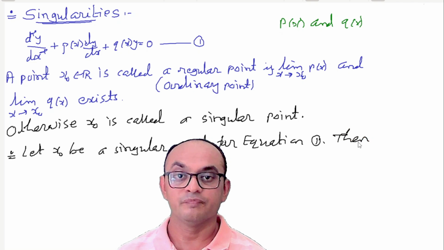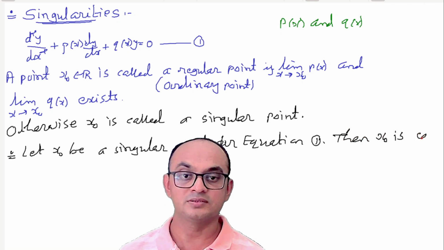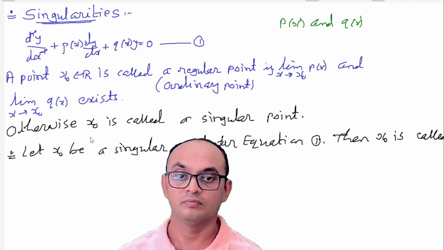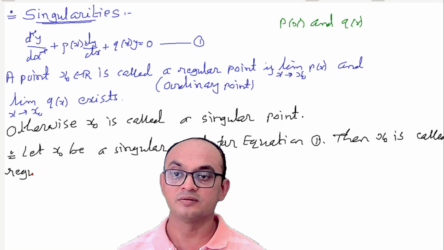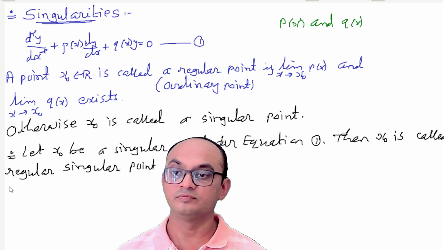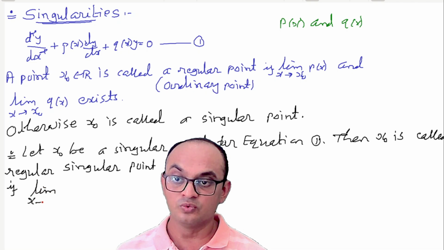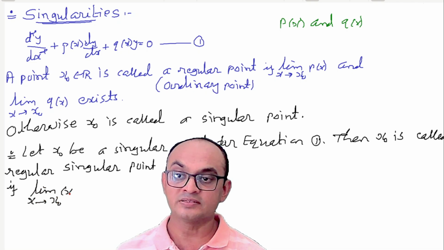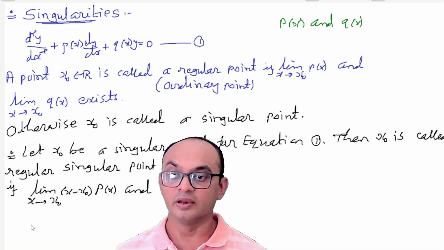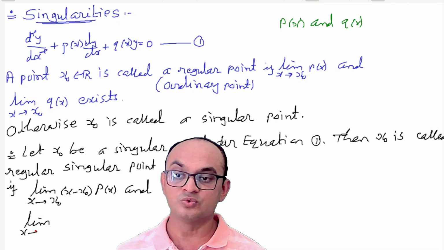then in this case x0 is called a regular singular point if, and this is important, limit x tends to x0 of (x minus x0) into p(x), and limit x tends to x0 of (x minus x0) square into q(x) exist.